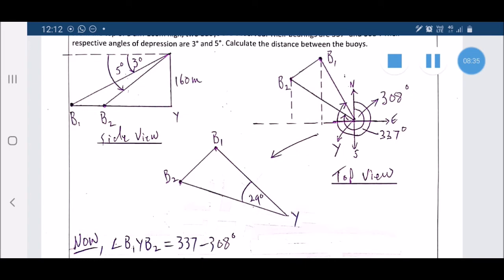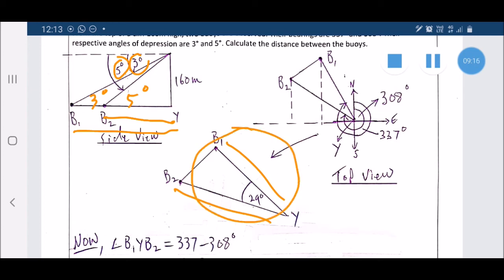So returning to our side view diagram, what we're going to do is use our Z rule from geometry, which says that if this angle here is 5 degrees, then this angle here must also be 5 degrees. And if this is 3 degrees, then this must be 3 degrees. And now we're only just a couple of steps away from finding B1Y, this line here, and B2Y, this line here, which are the same as these two lines here, B1Y and B2Y. If we can find them on the side view, then we can add them to this top view diagram here, okay?